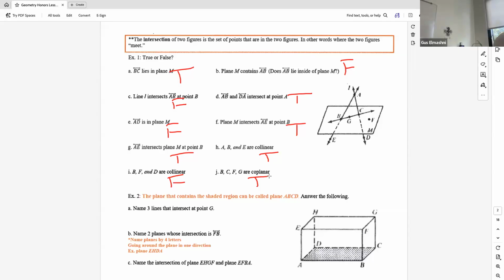Do you do example 2 also? I'm going to show the answers. Okay, let's go over it right now. All right, so here's what I got. Okay, so you guys are working great. Love the work ethic here.